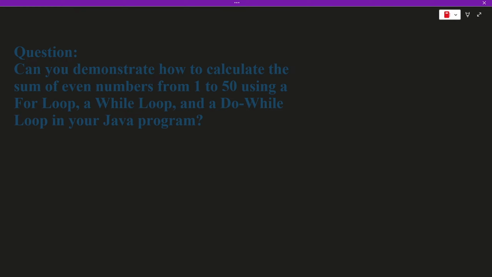So now it's time for your coding exercise. I want you to write a program that calculates the sum of all even numbers from 1 to 50 using all the loops we have studied: the for loop, the while loop, and the do while loop in your Java program, while also allowing the user to choose the range. So I have written this 1 to 50 on my own. So you may take 1 to n, where n is nothing but the user input.